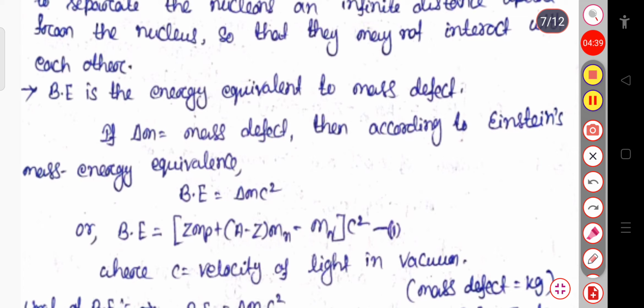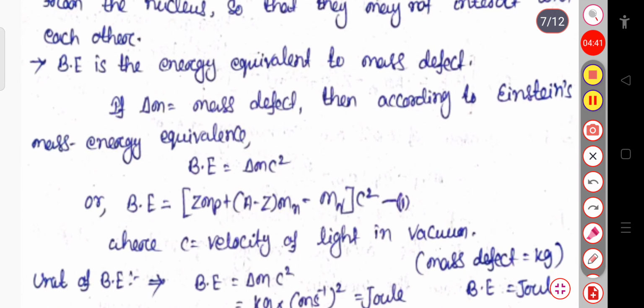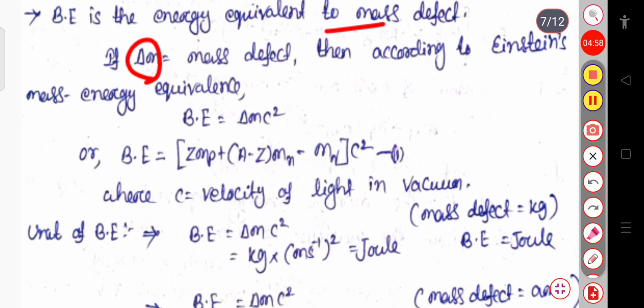Again we can define the binding energy as the energy equivalent to the mass defect. If we consider delta M as the notation for the mass defect, then according to Einstein's mass energy equivalence, energy equals mc square.